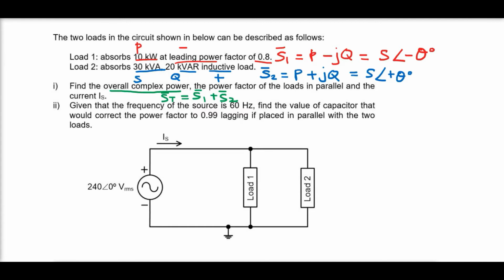Okay, the next question asks about power factor. This is the power factor of the load, meaning the total power factor. You must get the total complex power first in order to get the total power factor. And for the current IS, you also must get the total complex power first, because you can use the formula for complex power, S equals V RMS times I RMS conjugate.